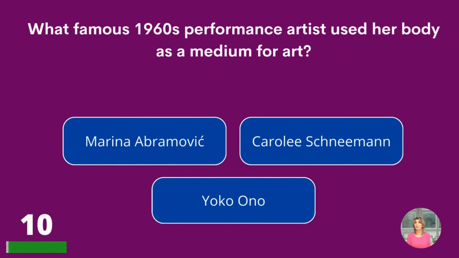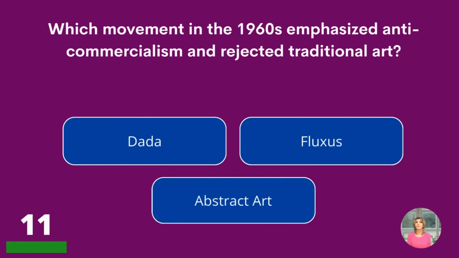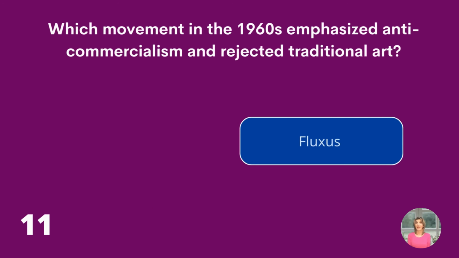What famous 60s performance artist used her body as a medium for art? Marina Abramović, Carolee Schneemann, or Yoko Ono? Yoko Ono. Which movement in the 60s emphasized anti-commercialism and rejected traditional art? Dada, Fluxus, or abstract art? Fluxus.